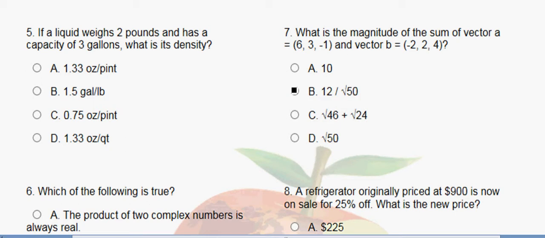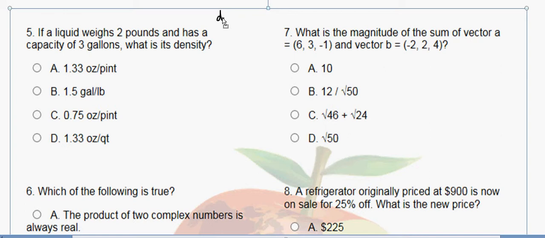Okay, number 5 asks us: if a liquid weighs 2 pounds and has a capacity of 3 gallons, what is its density? Okay, so this is requiring us to remember that density is equal to the mass over the volume.